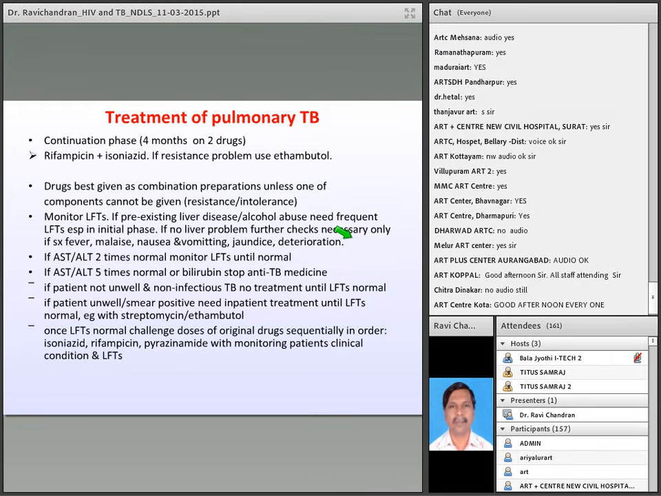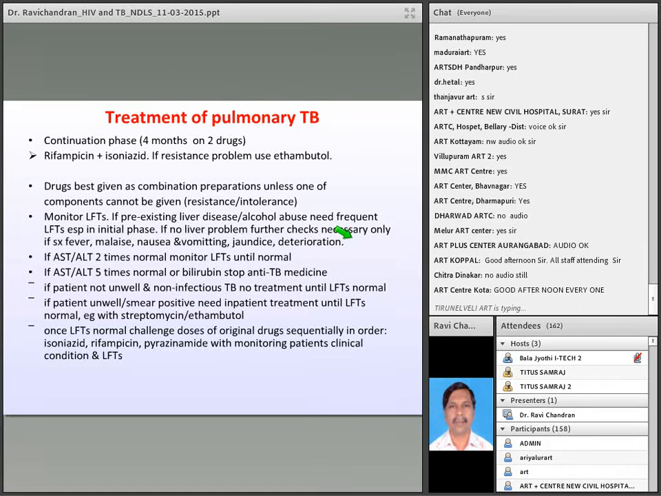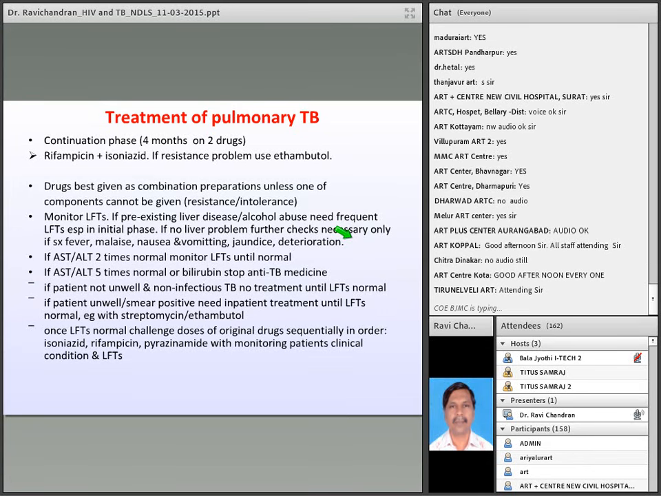Yes. Again, the continuation phase is for 4 months and we require 2 drugs, that is INH and rifamycin. If there is resistance, we can use ethambutol. Drugs are best given as combination preparations unless one of the components cannot be given. The drugs come in combinations and they can be very well utilized.